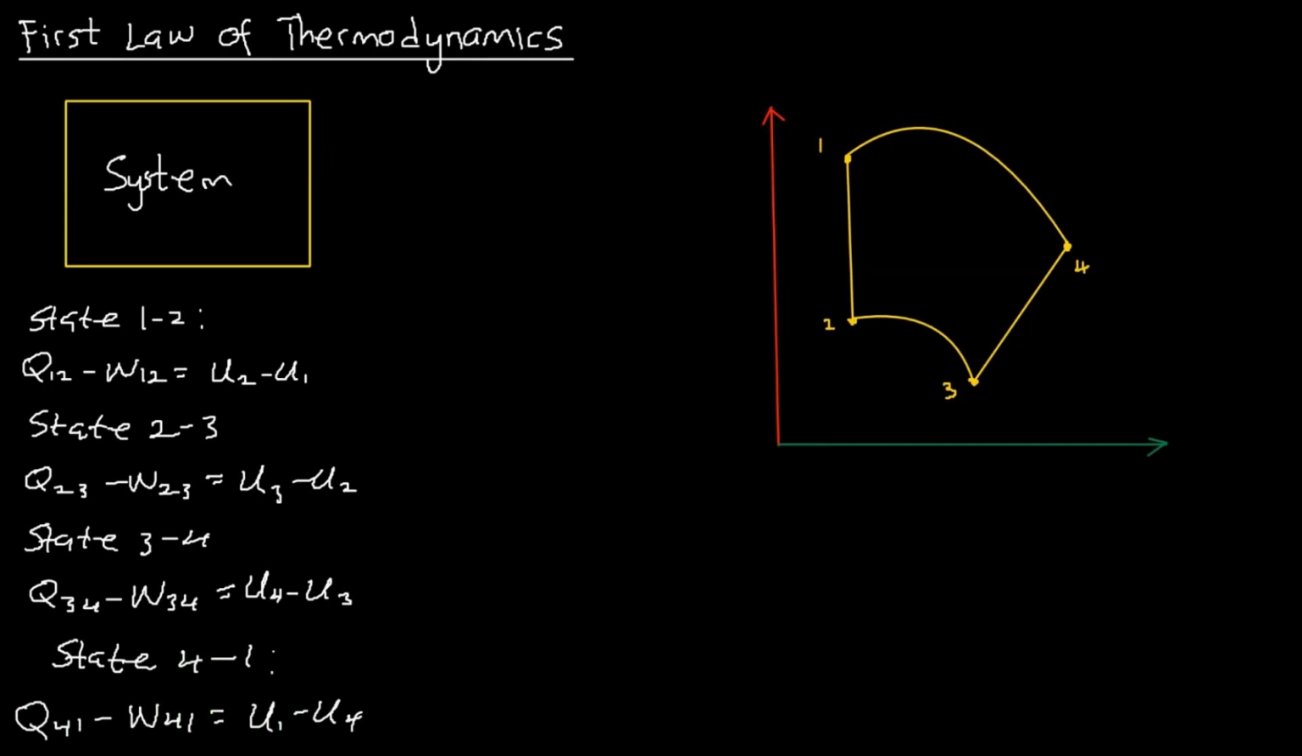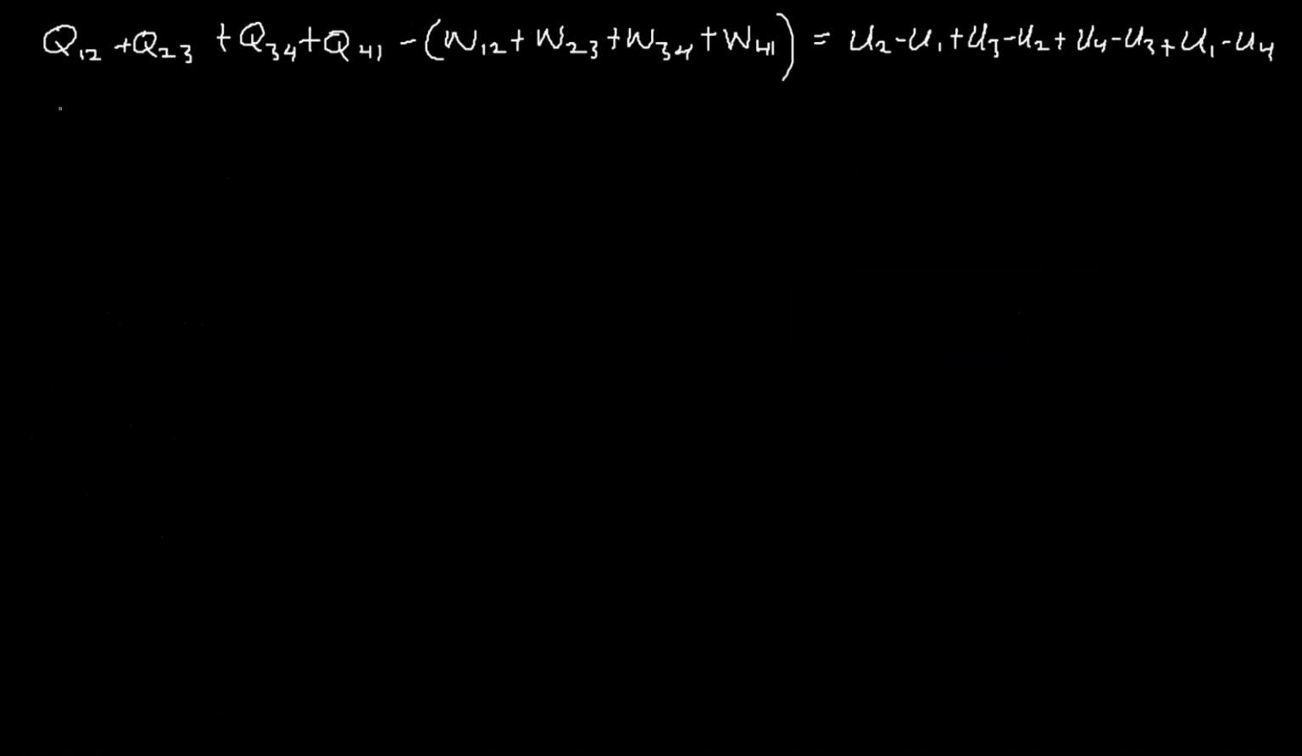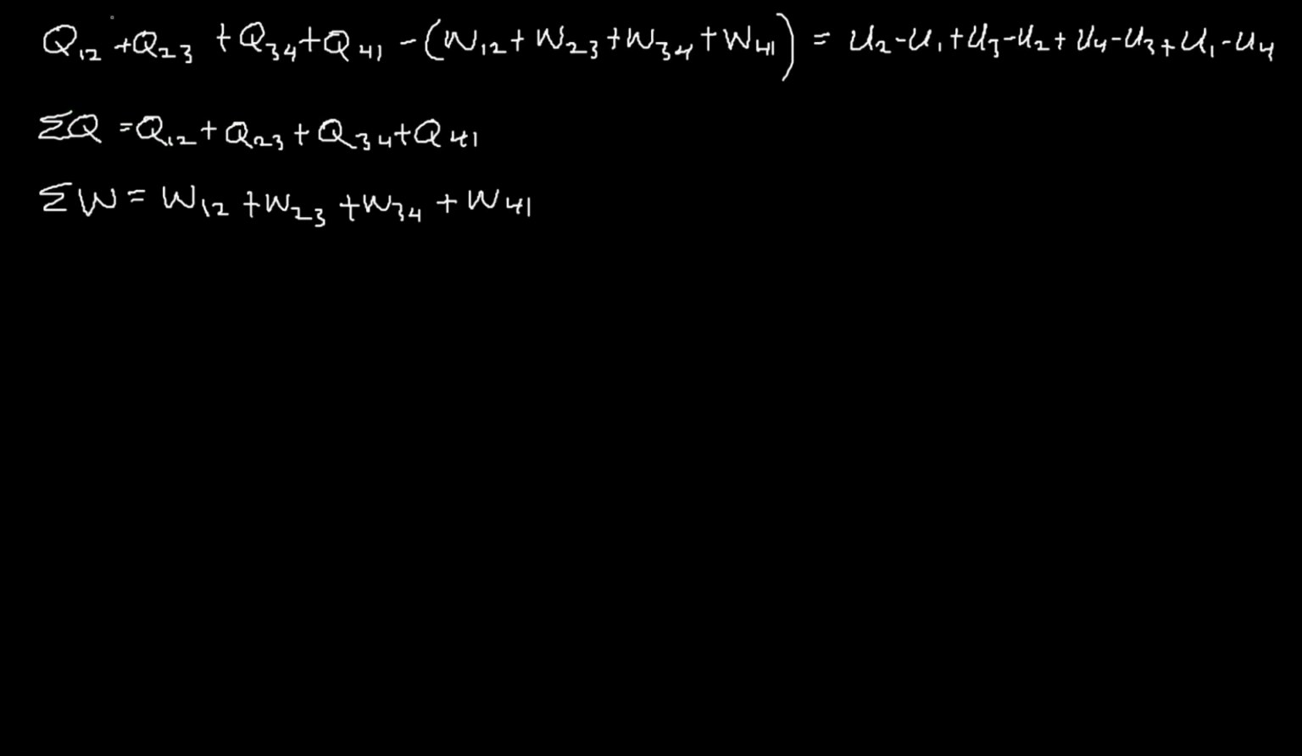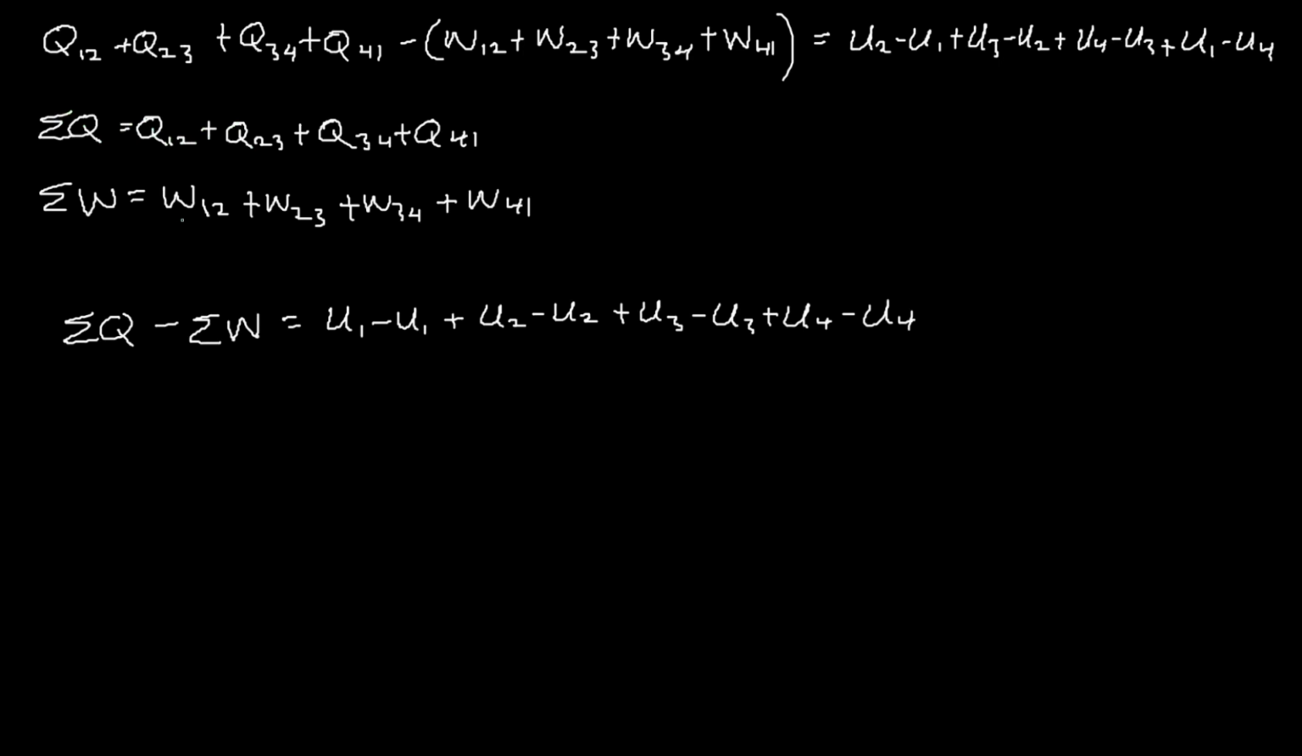If we add up all the energy equations, we get something which looks like this. On the left-hand side, we can write all the heat terms as just a single term which represents their sum. And we can do the same thing for work. On the right-hand side, if we rearrange the terms a certain way, we see that the internal energy terms subtract themselves out and evaluate to 0.